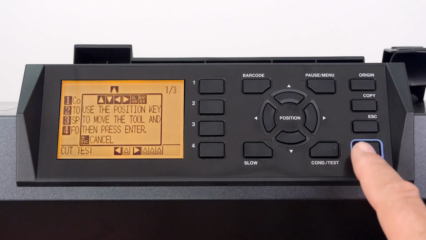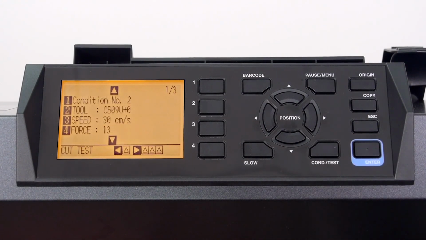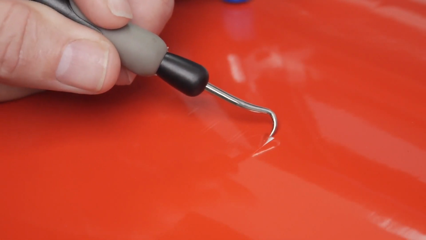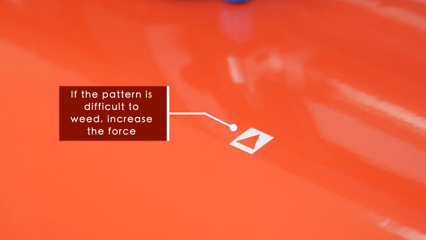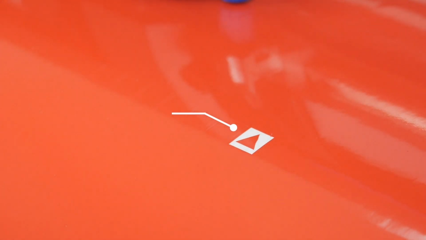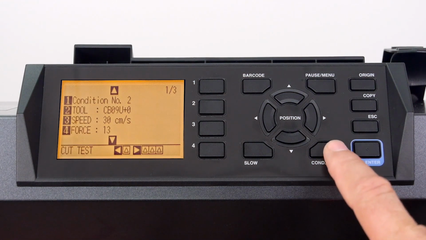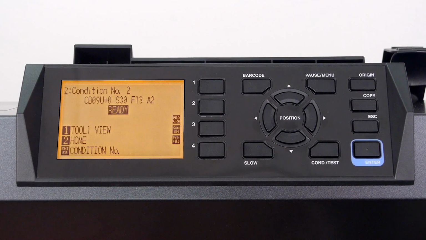This will cut one pattern to test how easily the material can be removed. Try to remove the outside square of the pattern, leaving the triangle. If the pattern is difficult to weed, increase the force. In our case, the pattern weeds out nicely, so we can keep the setting as is. To exit the condition menu, just press the Condition/Test key to get back to the default menu.